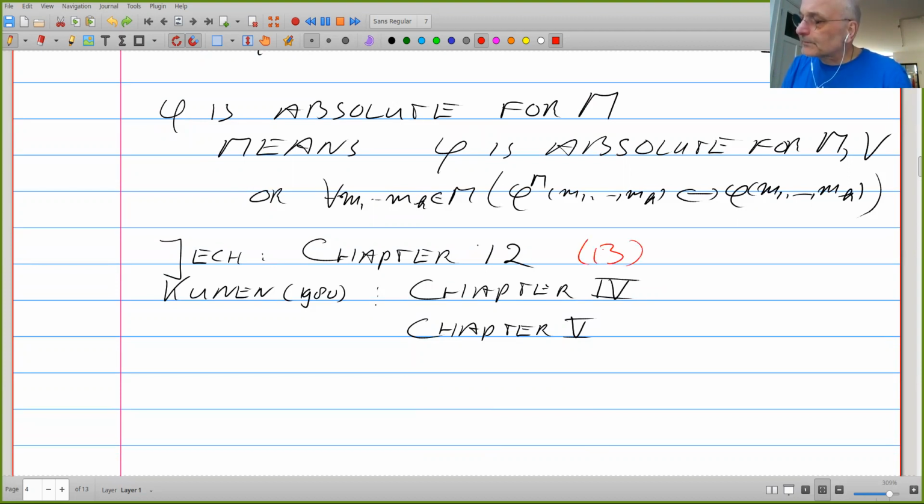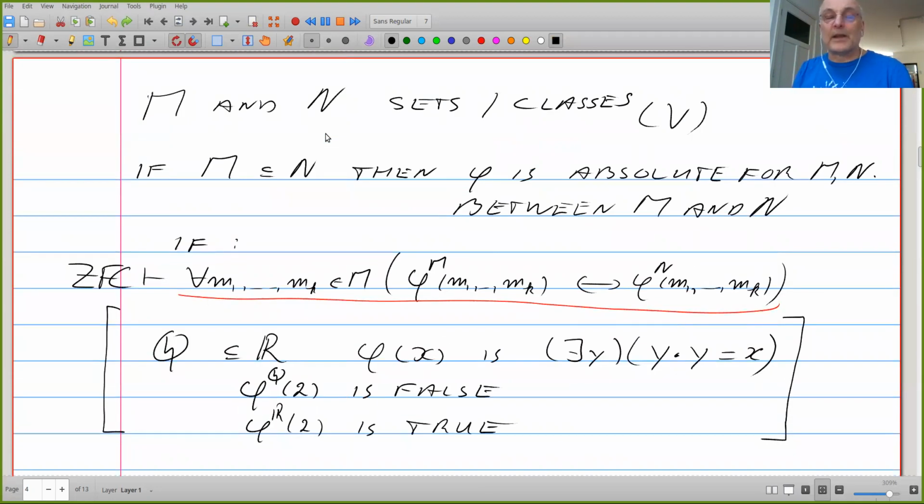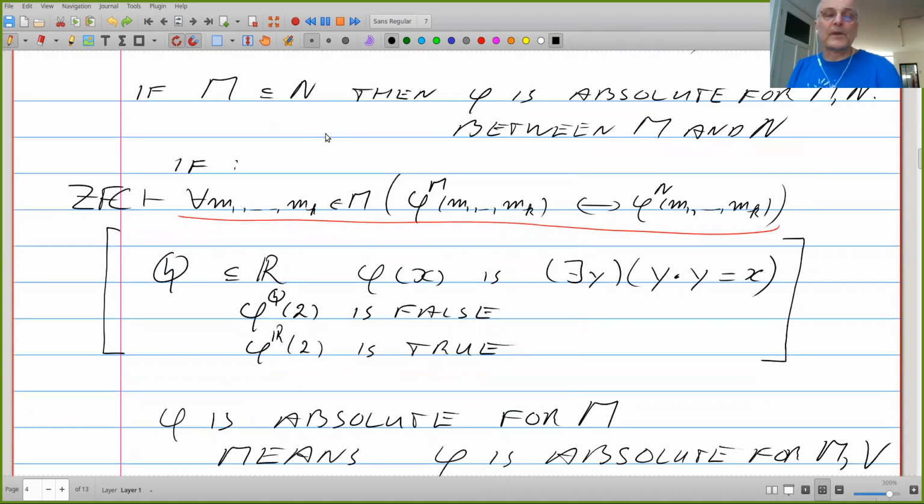And Jech's book, chapter 13, has some of that too. It talks about Gödel operations. And they go a long way toward helping to find those elementary substructures, if you are interested in those. Okay, so here is the absoluteness. I cannot say much more about this other than we will see it in action most of the time.